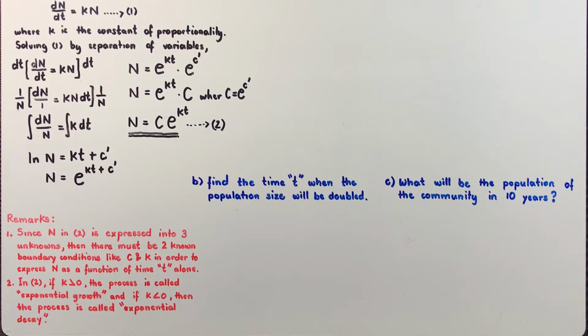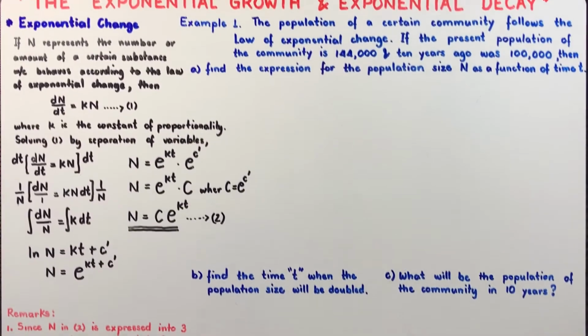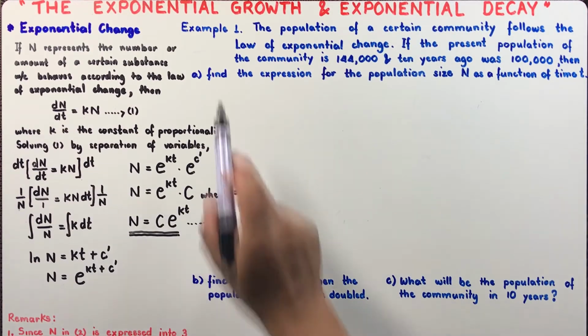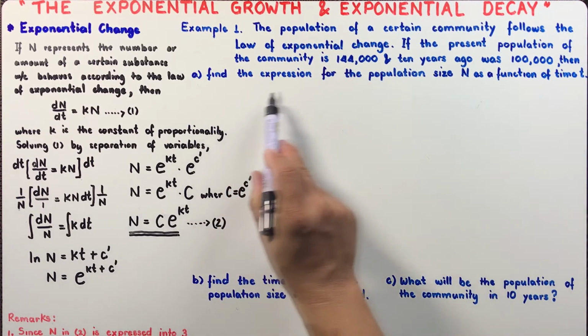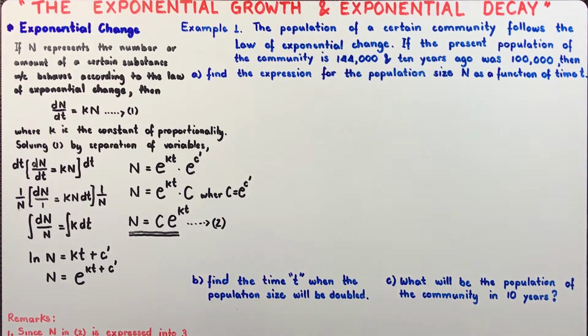So to give you an application of this equation, here is example 1. The population of a certain community follows the law of exponential change. If the present population of the community is 144,000 and 10 years ago it was 100,000, then find the expression for the population size N as a function of time.